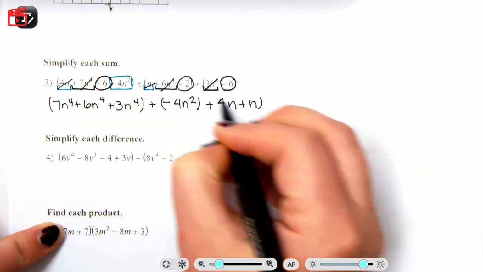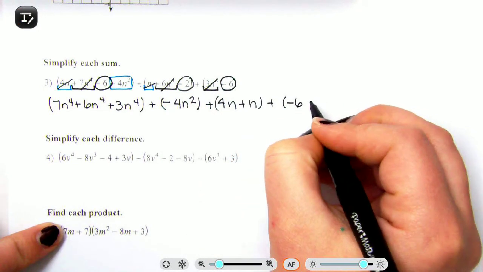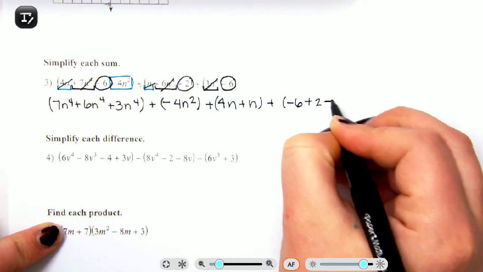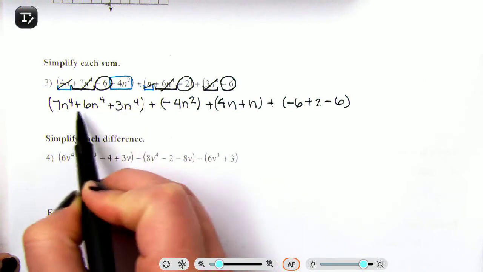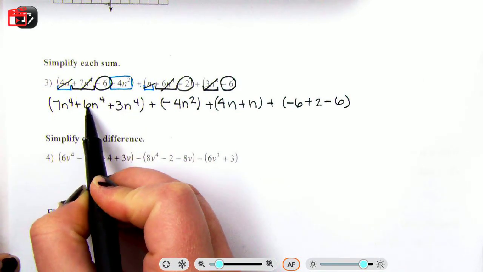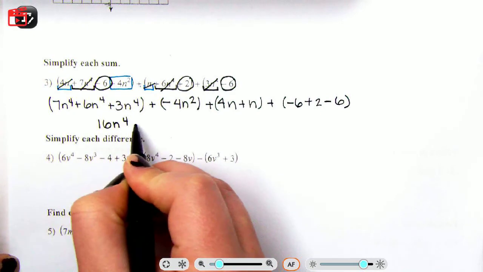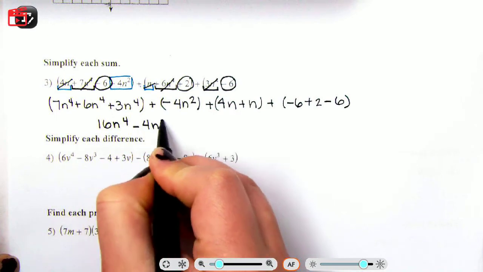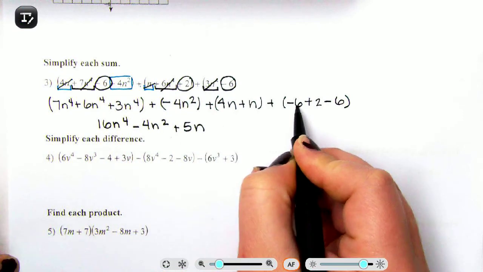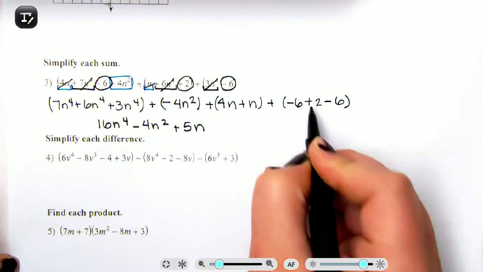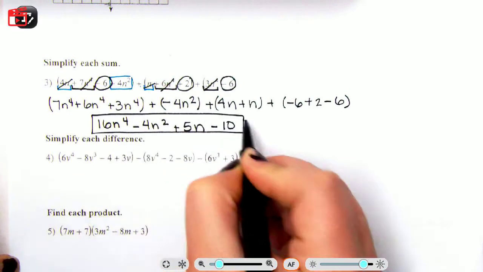And then the rest of them are just numbers. So I have a negative 6, and then a positive 2, and one more time, a negative 6. Again, we're just adding the quantity of these. So I have 7 plus 6, 13, 14, 15, 16, n to the 4th. I have a minus 4n squared. I have a plus 5n. And then minus 6, that's negative 12, plus 2, that's a negative 10. And this is our final answer.